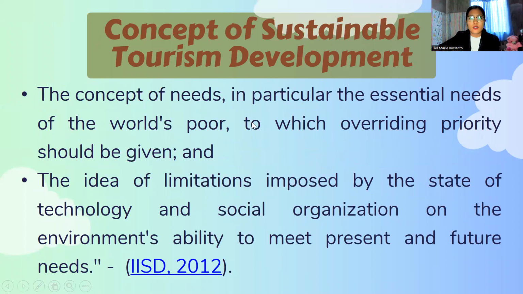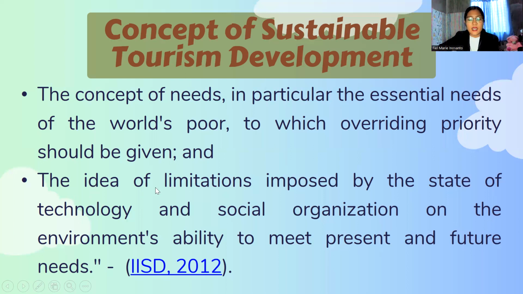Next, the concept of sustainable tourism development. First, the concept of needs, in particular, the essential needs of the world's poor to which overriding priority should be given. It explains that when it comes to sustainable tourism development, the approach must be concentrated on what is really important. For example, if the need is to conduct rehabilitation due to an environmental crisis that affects the livelihood of local communities and results in economic instability, then it must be highly prioritized since our goal is to promote sustainability, including poverty alleviation. Therefore, preventive and/or corrective measures are necessary.